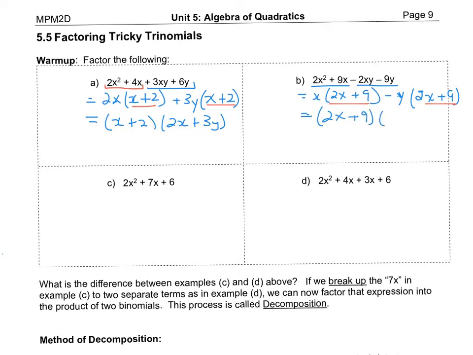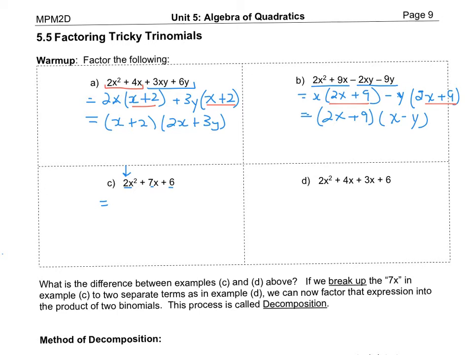Now, if I look at part C, it does not have the 4 terms, so I can't do the pairing up. There's nothing common to begin with in all 3 pieces, and it's not a simple trinomial. It doesn't have a 1 in front. So this is going to be a little trickier, hence the name tricky trinomial.